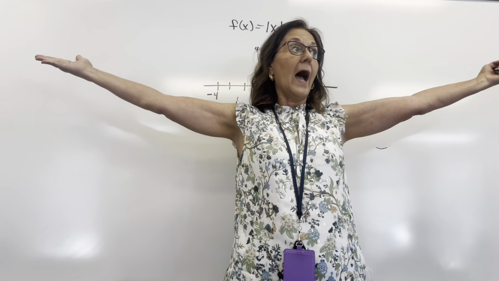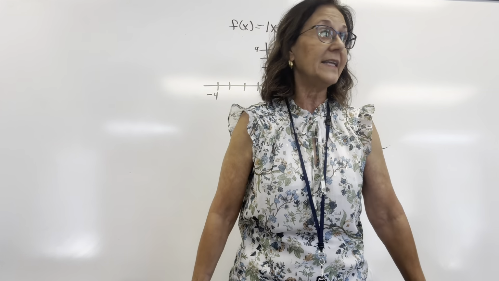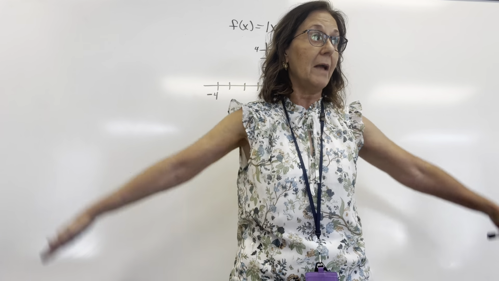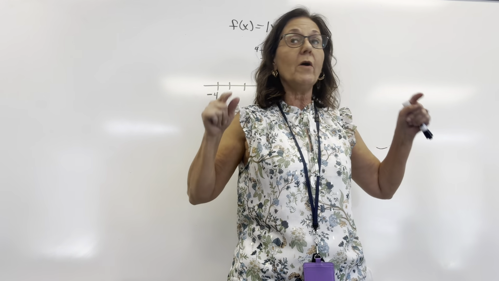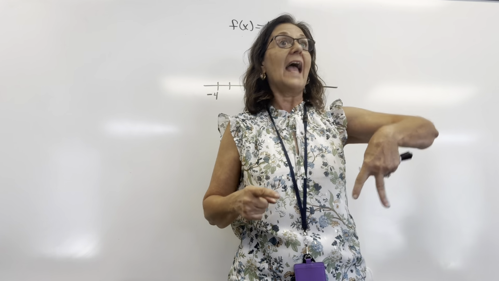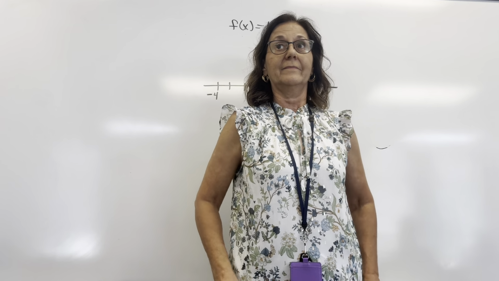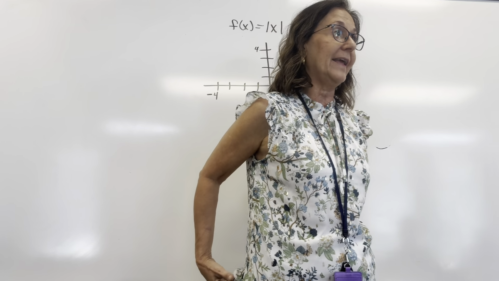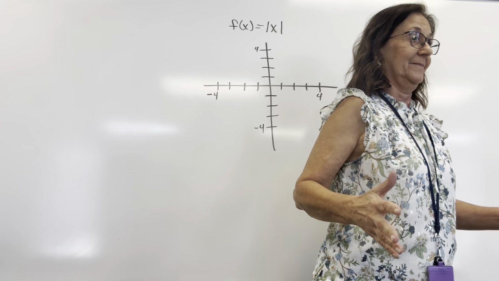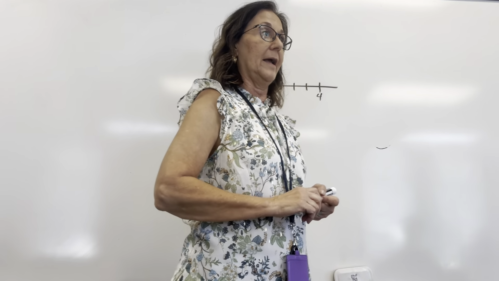It's going to be a wide V. It might be a narrow V. It might be an upside down V. It might be a real skinny V. But it's going to look like a V facing up or facing down. Absolute values look like a V. They are not lines. Okay, now we're going to figure out why.